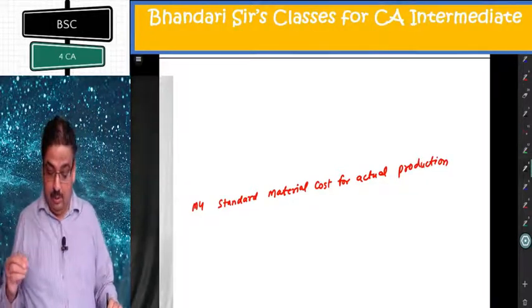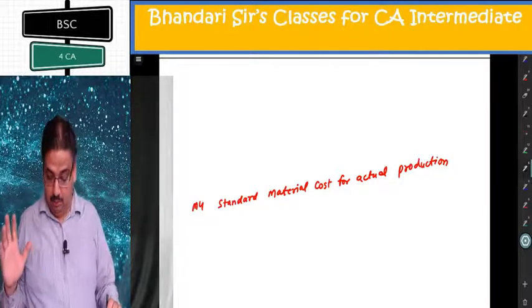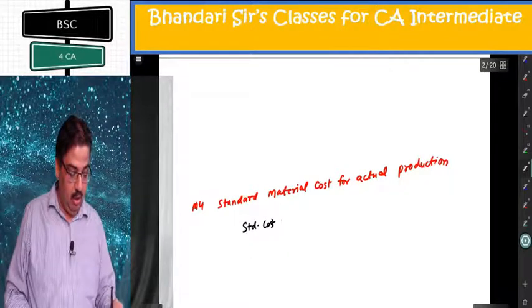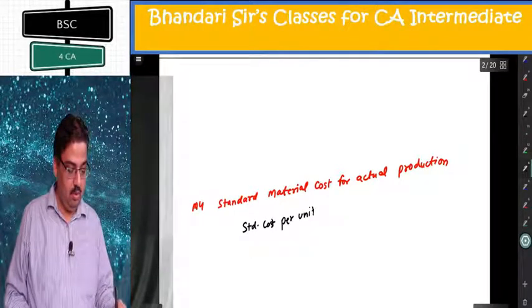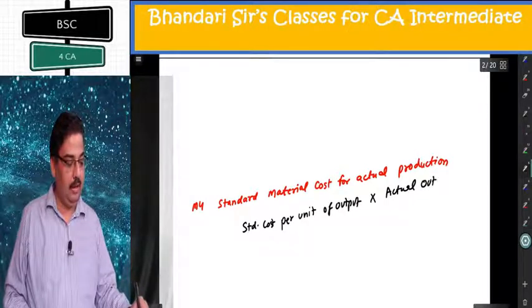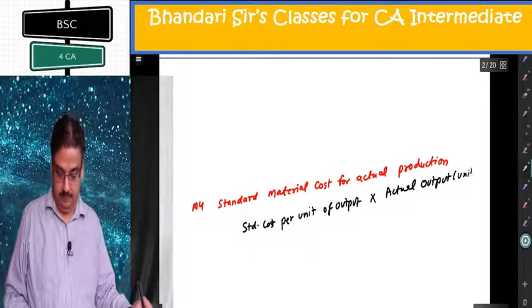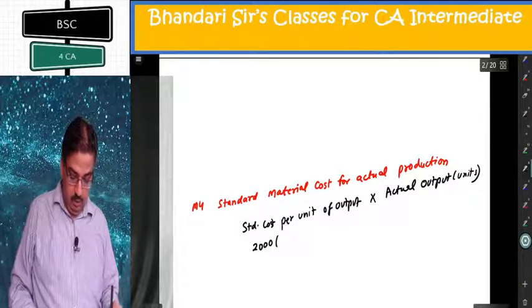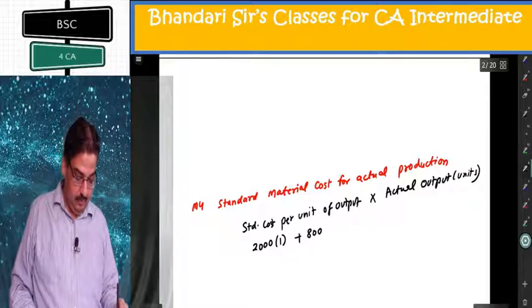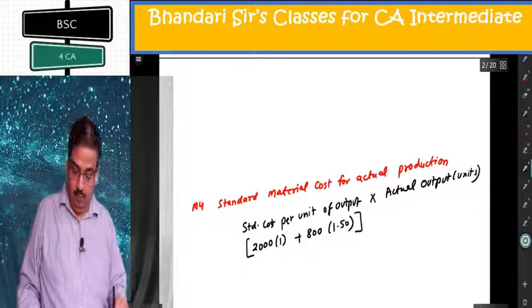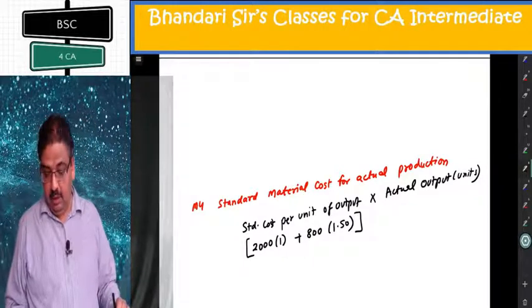I want to compute standard cost for actual output. So concentrate there. Standard cost per unit of output multiplied by actual output in units. For 1 unit, detail is given: 2000 into 1 plus 800 into 1.50. That gives me 1 complete unit of output.